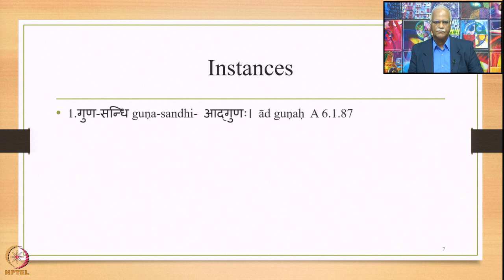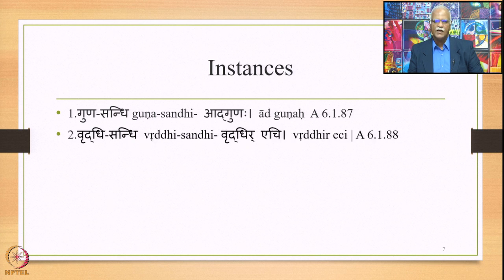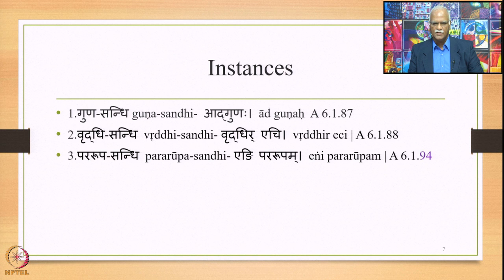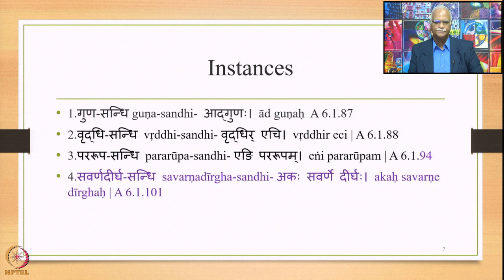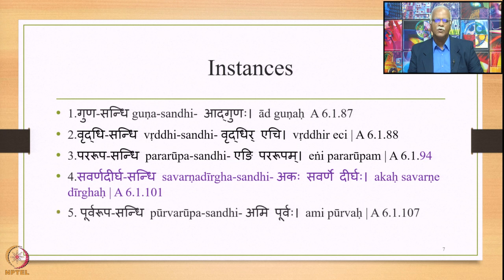Dvisthanika ekādeśa. Guna sandhi stated by the sutra adgunaha 6187. Vruddhi sandhi stated by the sutra vruddhirechi 6188. Pararupa sandhi, ingi pararupam, stated by the sutra 6194. Savarṇadīrgha-sandhi, this is what we are studying right now, stated by the sutra akas-savarṇe-dīrghaḥ 6101. And finally, urvarūpa-sandhi, stated by the sutra amipūrvaḥ 61107.